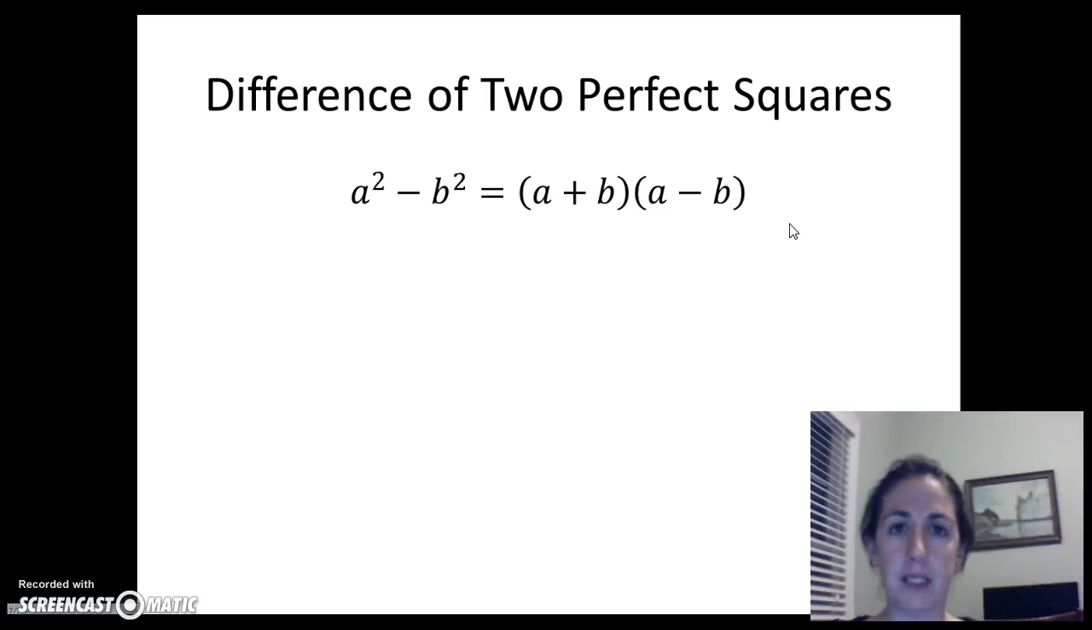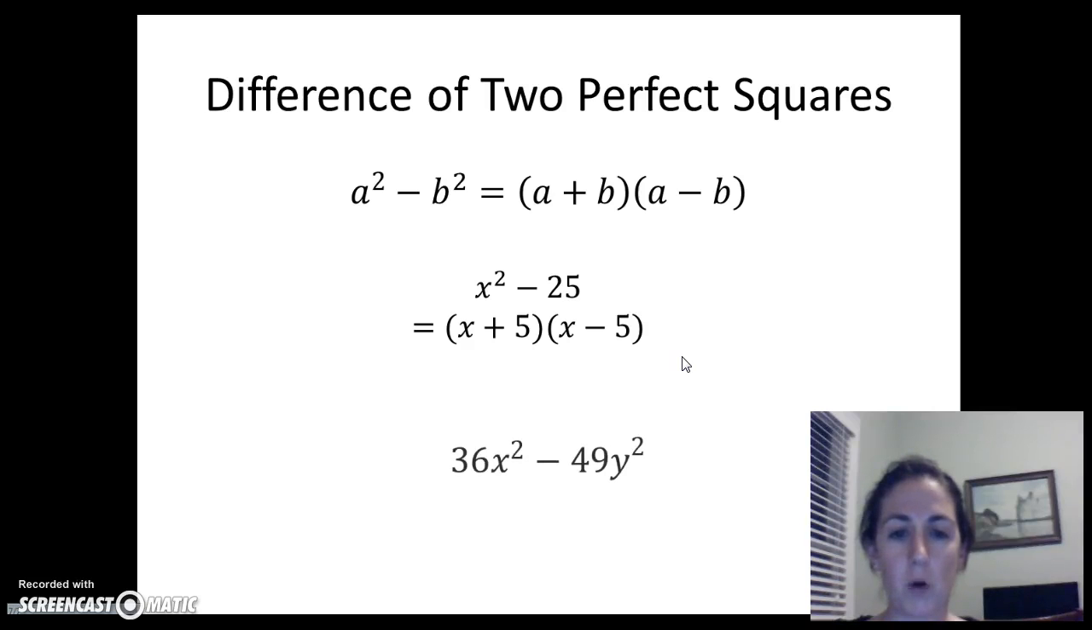So let's do a couple of examples. X squared minus 25. X squared is a perfect square, that's x times x. 25 is a perfect square, that's 5 times 5, and we are subtracting. So this will factor into base 1 plus base 2 times base 1 minus base 2. X plus 5 times x minus 5.